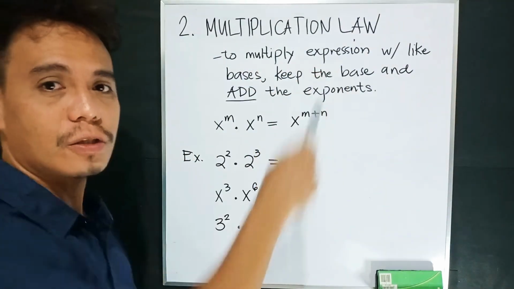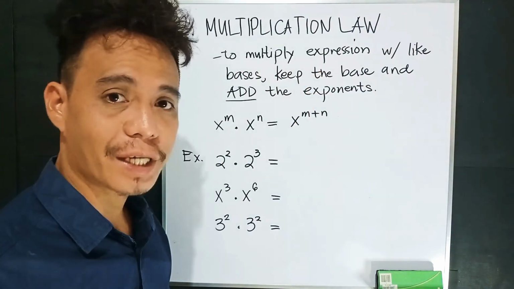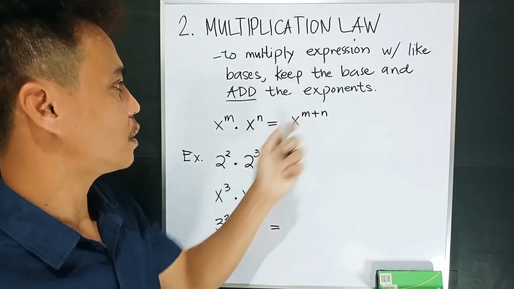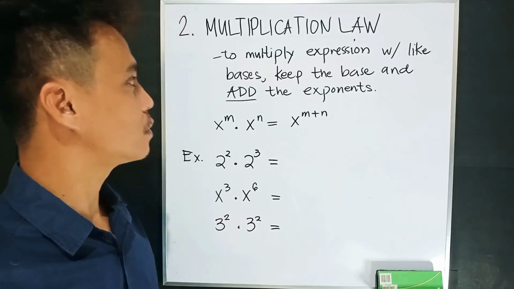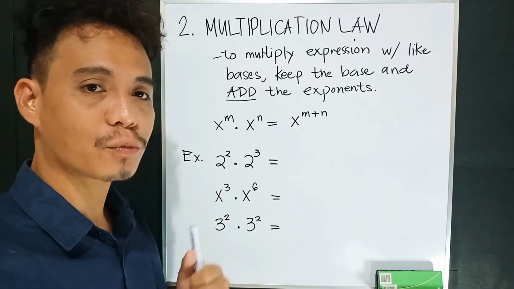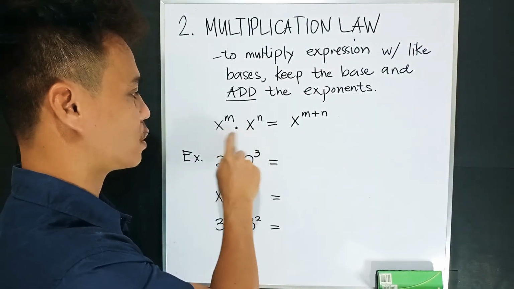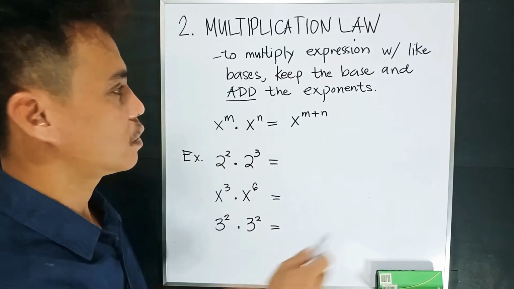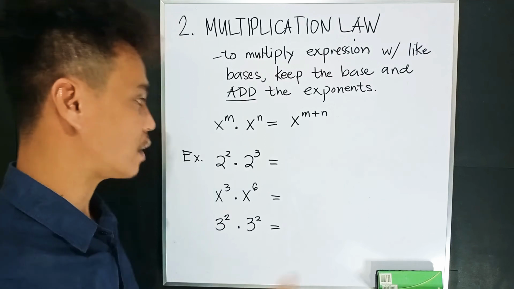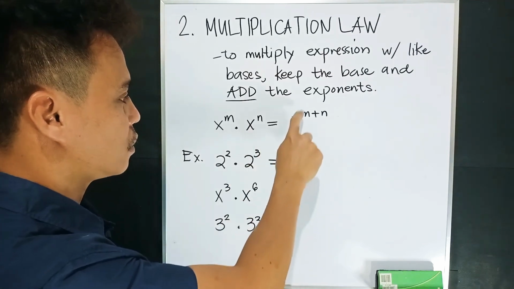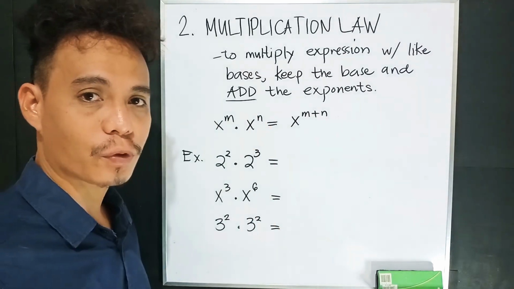The multiplication law. So, to multiply an expression with like bases, keep the base and add the exponents. So, gagawin daw natin guys, sa multiplication law, kapag nag-multiply tayo ng same base or kapareho ng base, like this one, x is our base, just simply add the exponent. So therefore, x raised to m plus n. Pinag-add lang natin yung dalawang exponents niya.